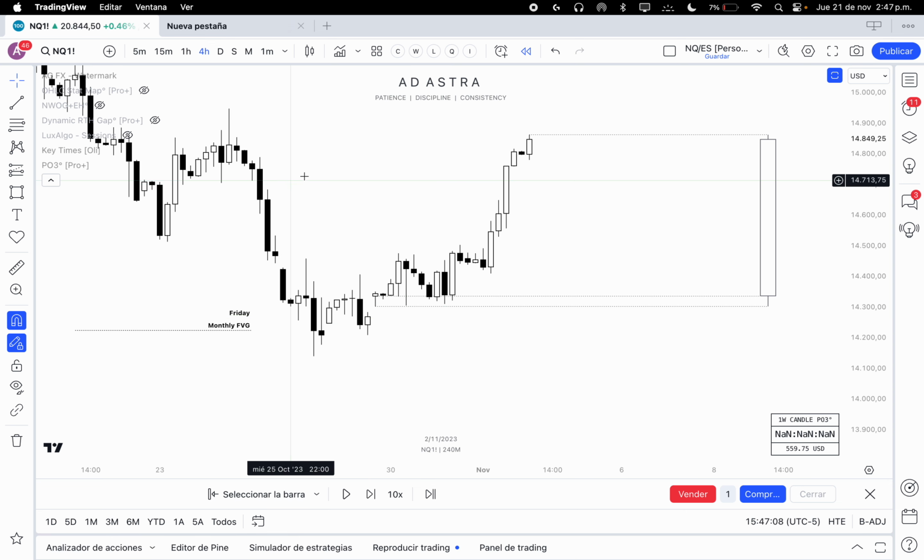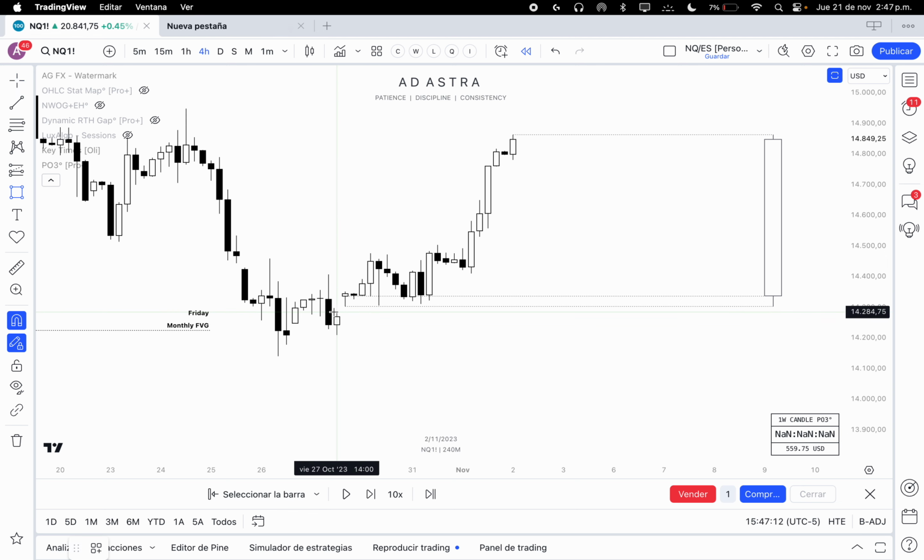I would have to check, but let's just use this as an example. Okay, we have a fair value gap. We are coming from a higher time frame level. We are creating this change in the state of delivery. Price opens and creates this small wick.